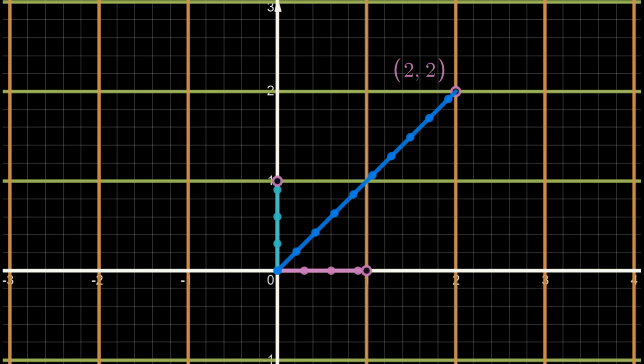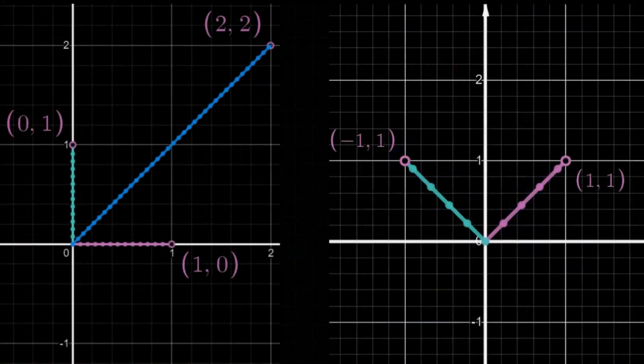The representation of vectors in a coordinate system varies upon the choice of basis. The blue vector, for example, is represented as 2, 2 in this orthonormal system. However, in addition to having the standard basis, this Euclidean space can have different bases, such as the basis vectors 1, 1 and minus 1, 1.